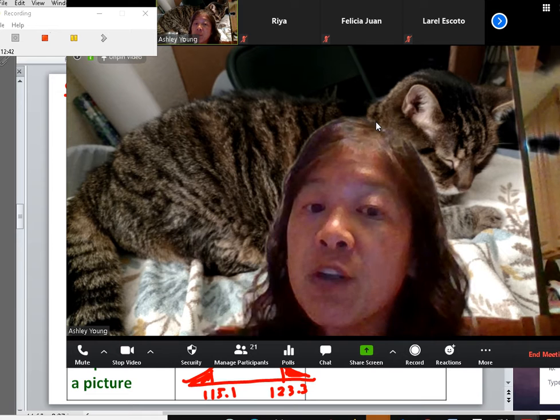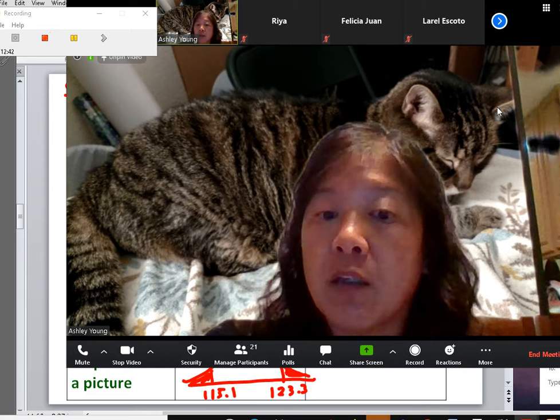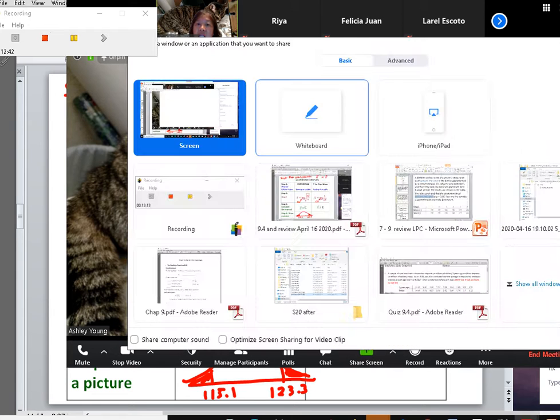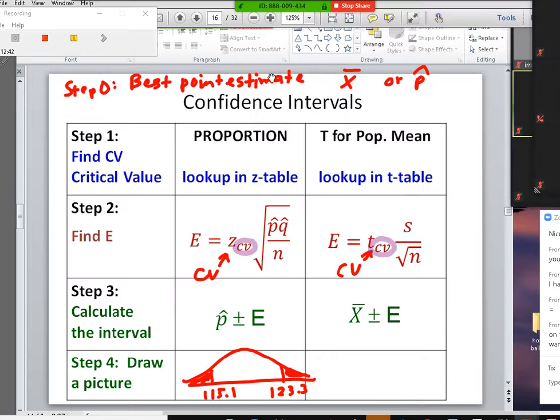So your X bar is your best one number guess, right? So that's your best point estimate. That's what a point estimate is. It's your best one number guess. So it's going to be your X bar or your p hat. That's your best one number guess.